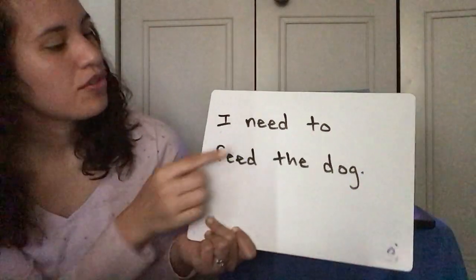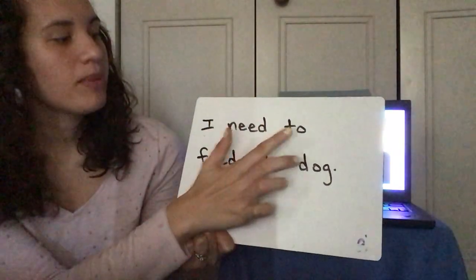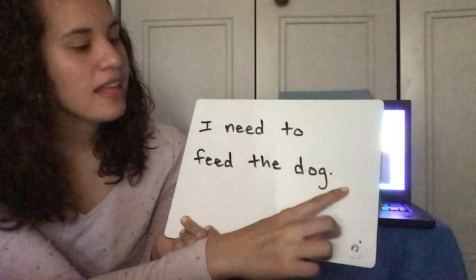Let's check our sentence. I need to feed the dog. I capitalize the first letter. Everything else is lowercase. Organize, finger spaces, and I try to write neatly. Period at the end. I'm just making a statement. I need to feed the dog. And now let's check our spelling.